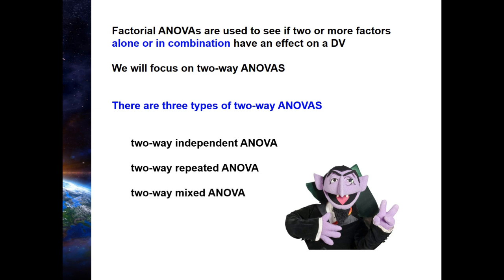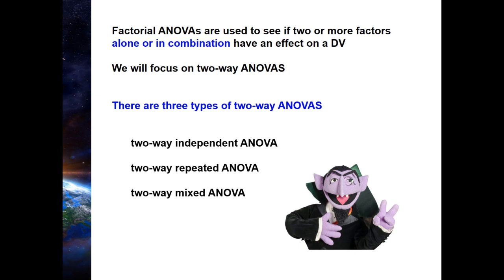Then we have the 2-way mixed ANOVA. With a 2-way mixed ANOVA, it means one factor is between subjects and one factor is within subjects. Or that second within subjects factor could be matched subjects. All right? We're gonna go over each of these different analyses in detail. So don't worry. For now, let's just keep it simple.